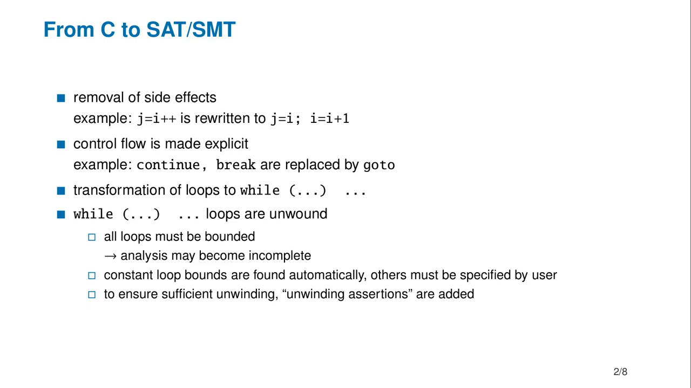We include k copies of the body of the loop, and this means we bound the loop, we introduce a bound, and hence the analysis might become incomplete. What is important is to select the bound in such a way that the interesting executions are covered.